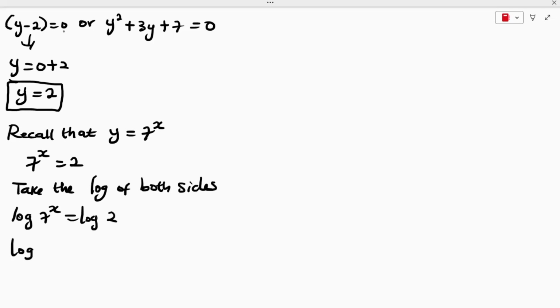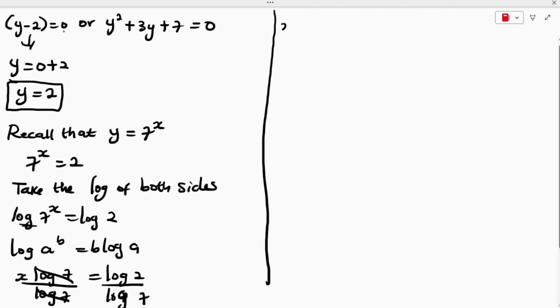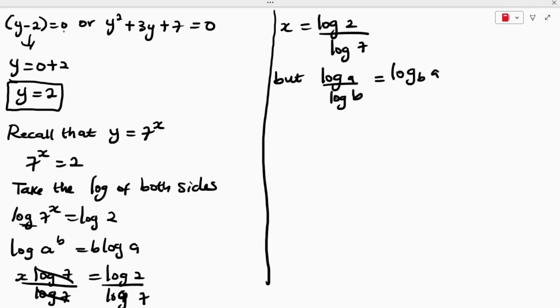Now we know that log A^B is equal to B log A. So applying this to this right here, we have x log 7 is equal to log 2. So dividing both sides by log 7, this is going to cancel out this. So we have that x is equal to log 2 over log 7, right? But log A over log B, using the change of base formula, this is going to become log base B of A. So we have that x is equal to log base 7 of 2, and this becomes the first value for x.